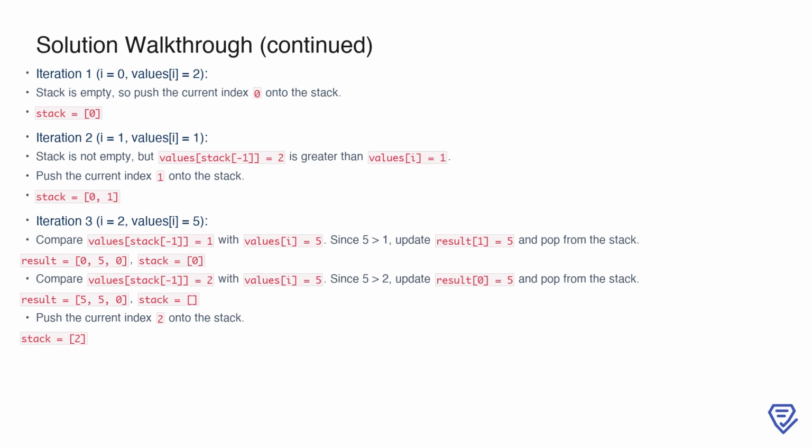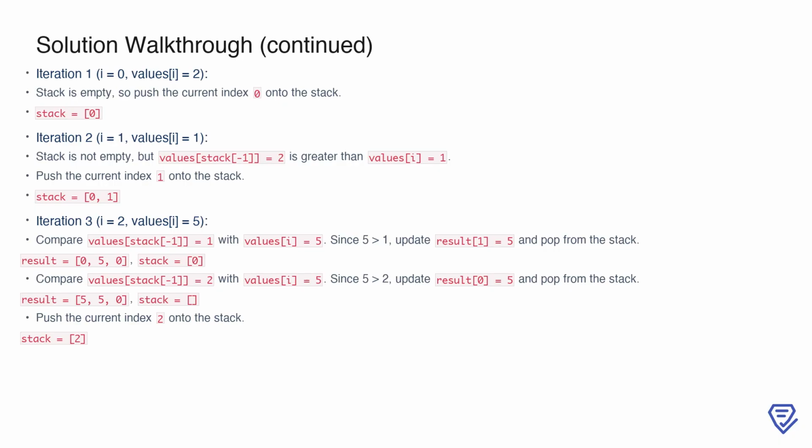Moving to the second iteration with index 1 and value 1, we see that the top of the stack corresponds to the value 2, which is greater than the current value 1. Since no greater value is found, we push index 1 onto the stack, making it 0, 1.